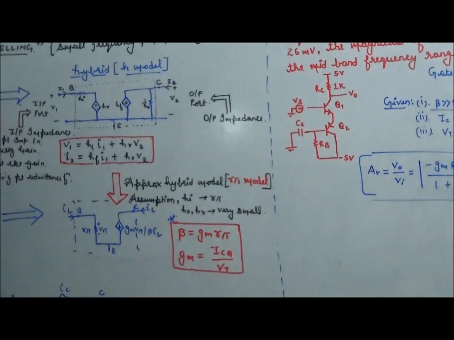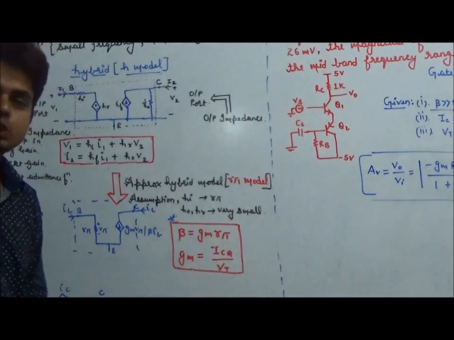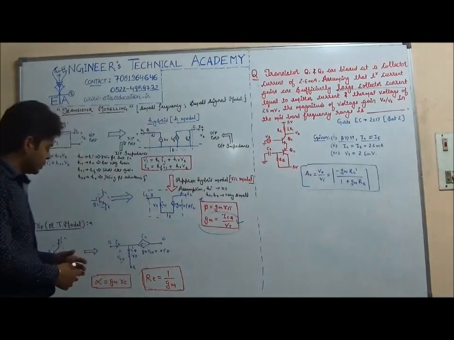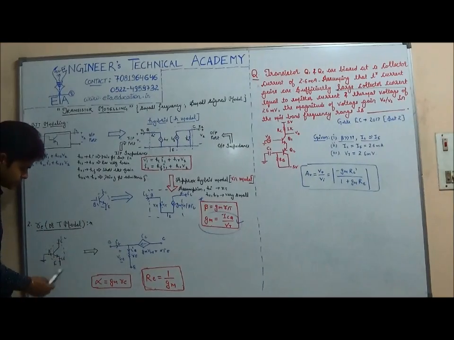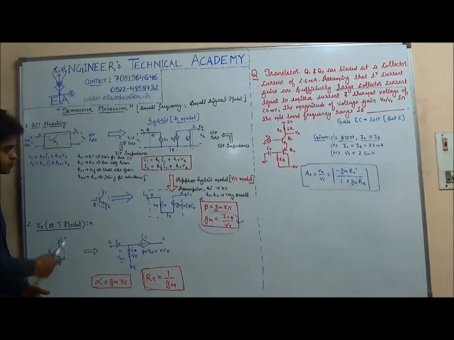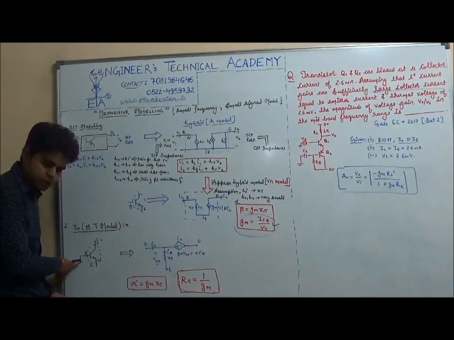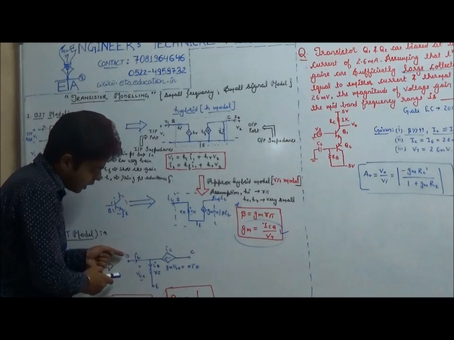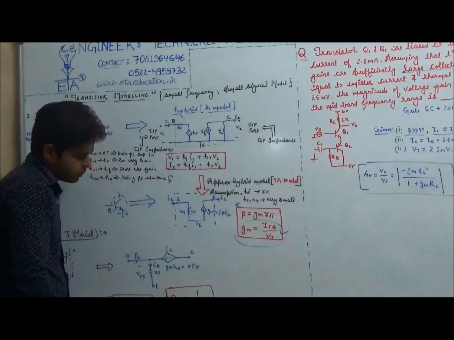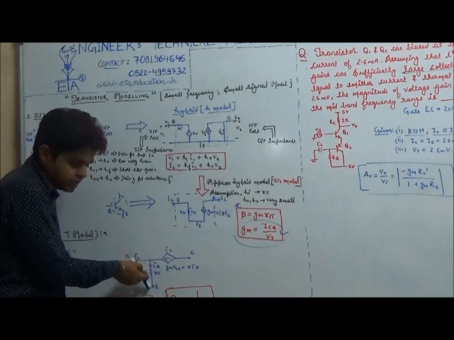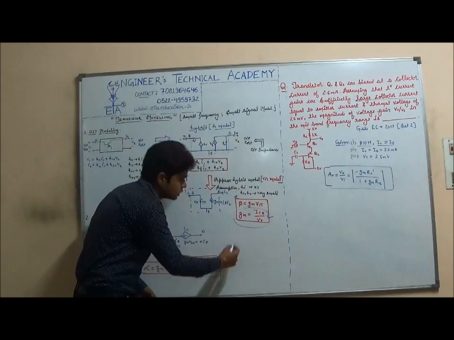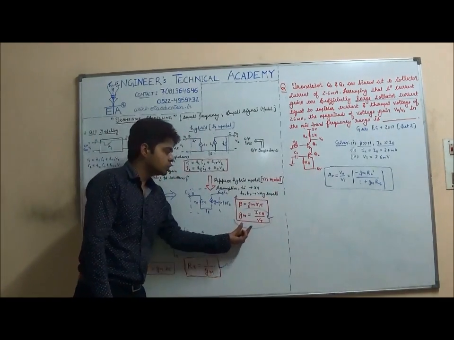So from this figure we can say that beta is equal to GM R pi, and GM is equal to ICQ upon VT. We are going to use this formula, so please remember it. The other new formula is for the common base. For common base we use the T model, also known as the RE model. Here the input is the emitter terminal, the output is the collector terminal, and the base is common, and we replace it with this model. IB current comes from the base terminal and IC current comes from the collector terminal; they merge to become IE and flow through RE. And this RE is equal to 1 upon GM. So we have these two things required to solve this question, and now we are going to use them.